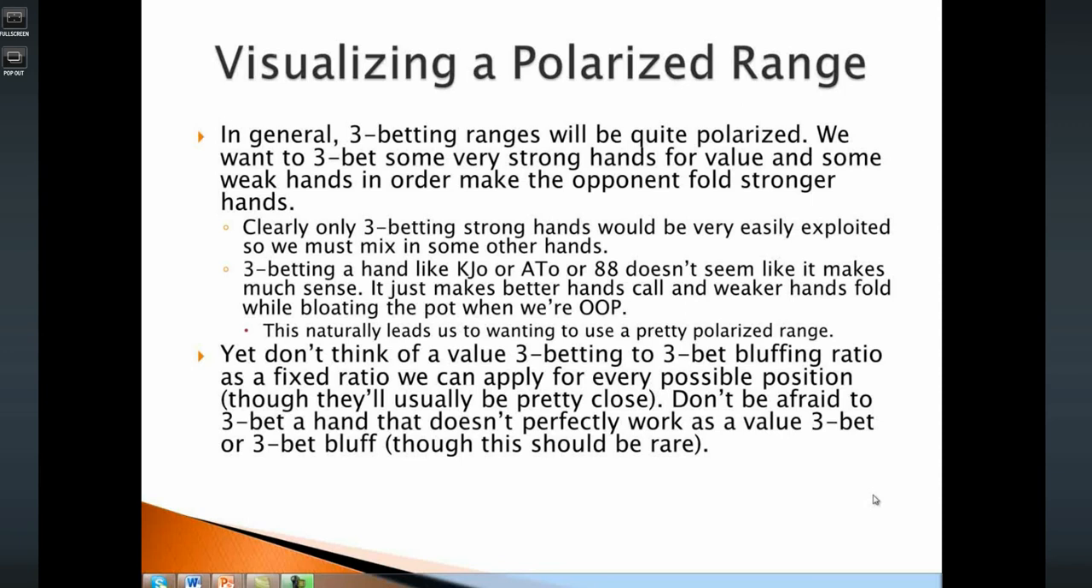Having said all that, most of the ranges are, for the most part, going to follow a general trend where you're going to have around 50 or 60% bluffs and 40 or 50% value 3-bets preflop.